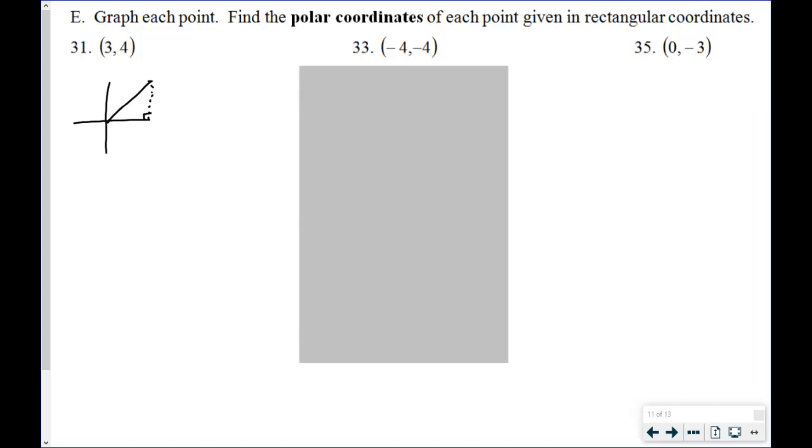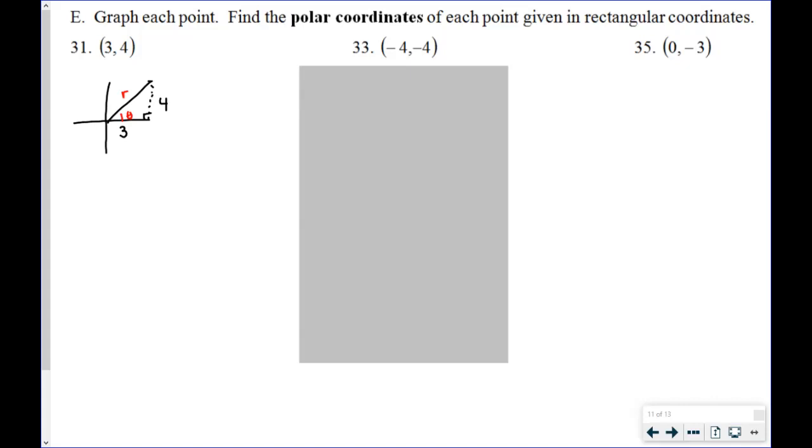All right, but what do I know about the point (3, 4)? Well, one side is 3, the other side is 4, and we're looking for the polar coordinates here. We're looking for r and theta. So I need to figure out, let me do this in a different color, the value of r and the value of theta.